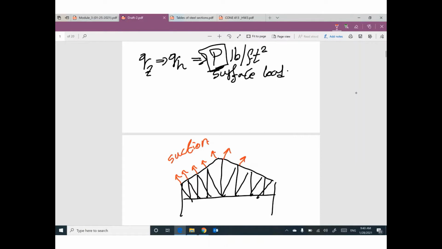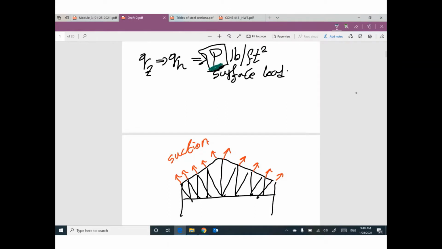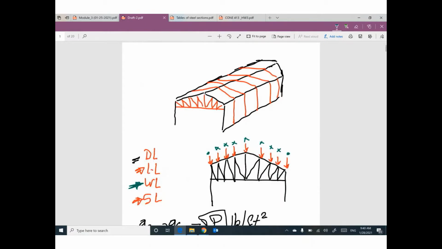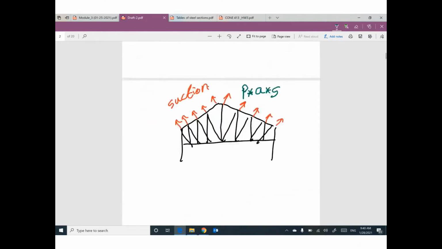We have a concentrated load at each joint. How can I figure out these values? The calculated pressure P must be multiplied by A by S. Just to remind you, S is the spacing between main systems. A is the spacing between purlins. So pressure times A times S gives you a concentrated load at each joint.